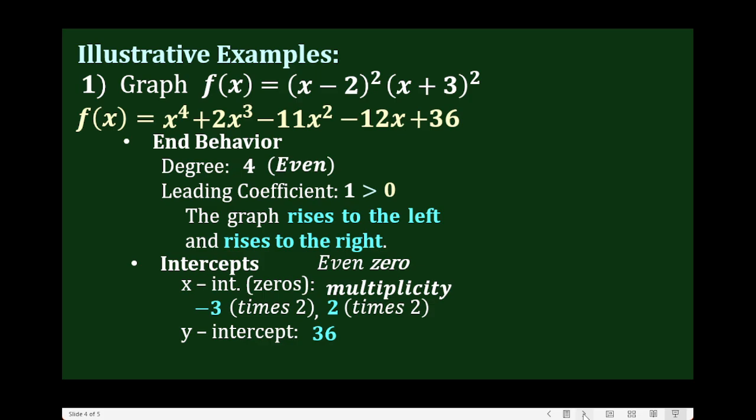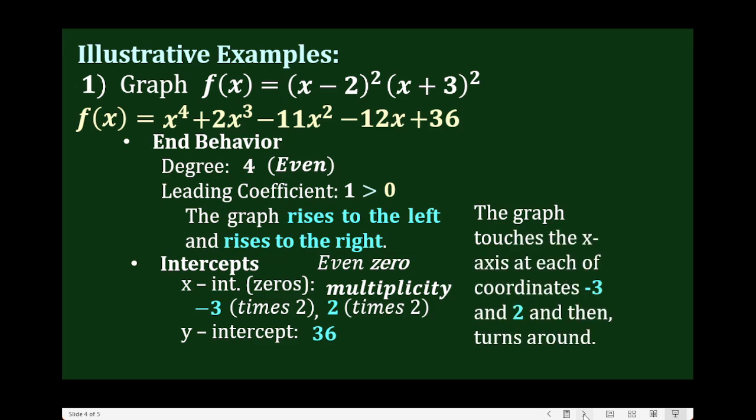Now, if the multiplicity of the zeros of the function is even, it means that the graph touches the x-axis at each of the coordinates at -3 and +2, and then turns around. Okay? So it means the graph will touch the x-axis at each of these two coordinates, and the graph will turn around. It will not cross the x-axis.